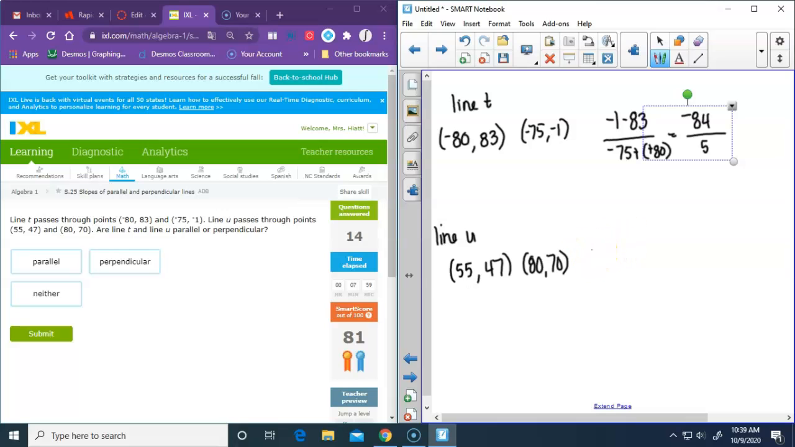For line U, we would do 70 minus 47 over 80 minus 55. And 70 minus 47 is going to give us 23, and 80 minus 55 is going to give us 25. And 23 over 25 also does not reduce, so we leave this as it is. Now, these two slopes are completely unrelated. They're not the same, and they're not opposite reciprocals of each other. So these two lines would be neither.